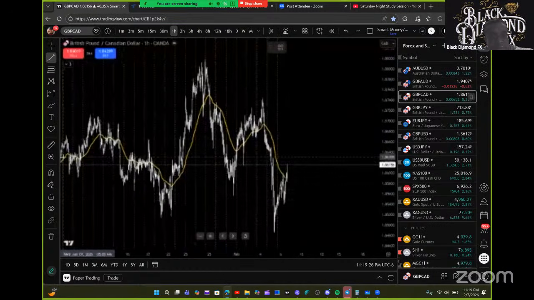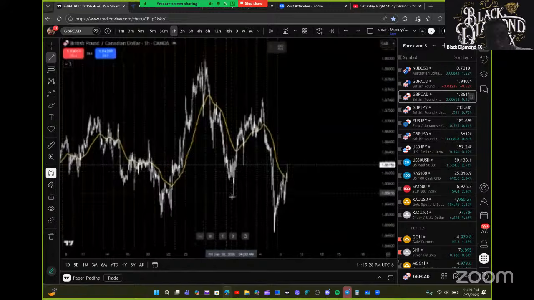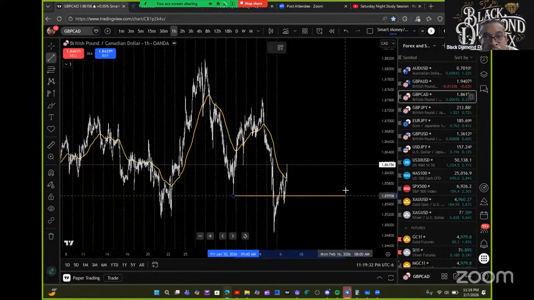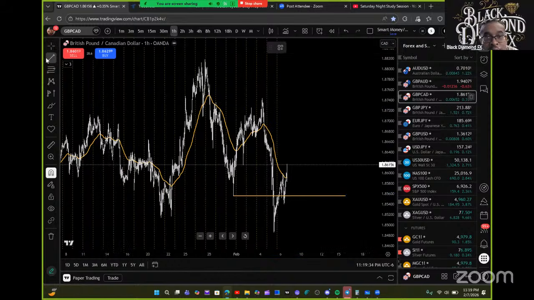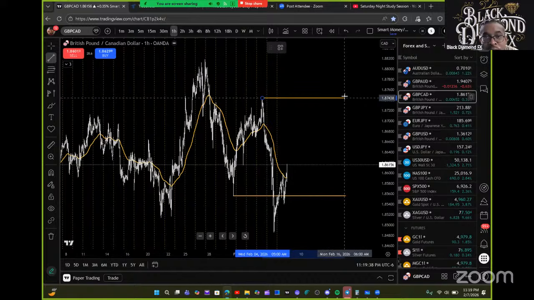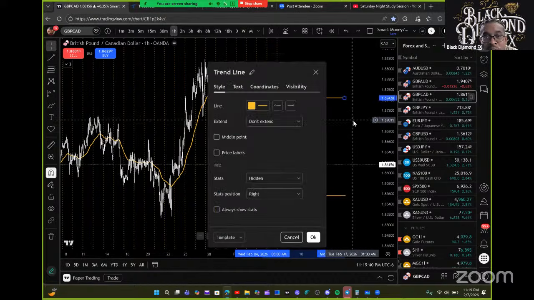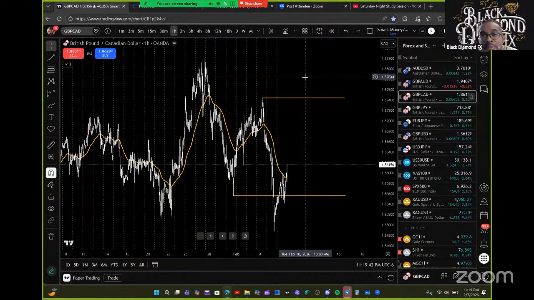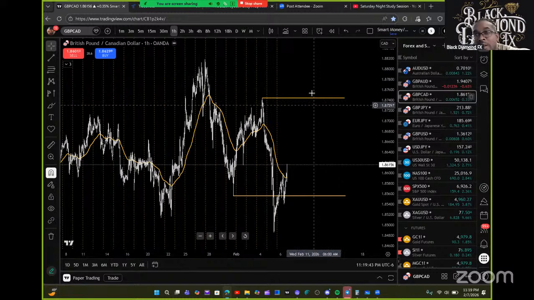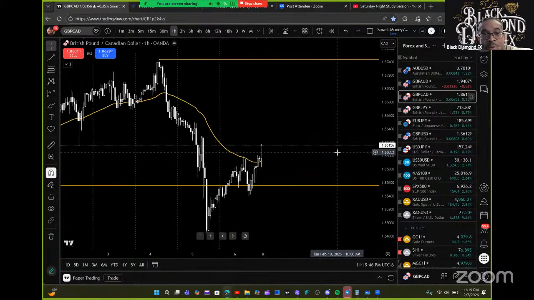So we go from here. And see, I like to mark my correction, and I like to mark the other side up here. I mark both sides, because what if price goes and breaks up? Then we got bullish indication. All right, so now what do we look for?